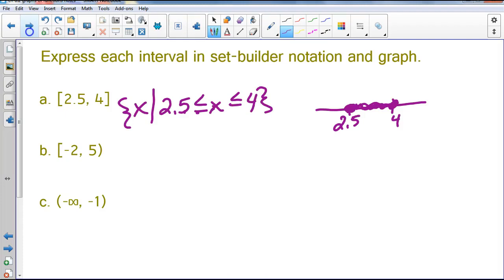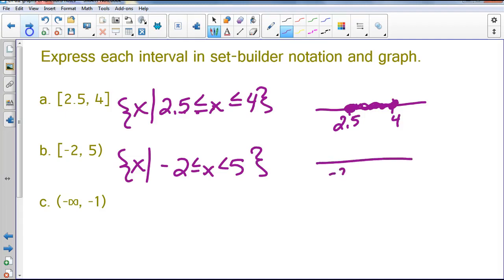In part B, we're going to start with the set notation this time. X is a solution such that I know it's going to be between -2 and 5. X is always in the middle. But it's including -2, so x is greater than or equal to -2, but x is just less than 5. So my graph for that would be -2. I include that point, so I shade it in. 5 is not included, so I just leave an open circle, and I shade everything in between.